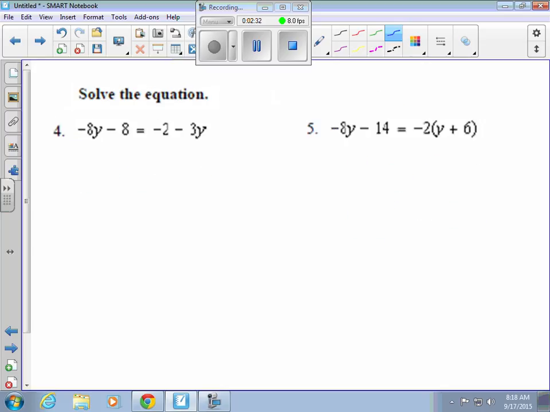Number 4, we're just solving the equation. We have variables on both sides. Collect your variables on one side. Doesn't matter if they're the left or right. Typically, it's easier to move the smaller over to the larger one side. Negative 8 is smaller than negative 3. So add 8 to both sides, or in this case, add 8y.